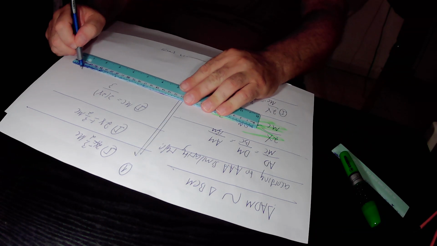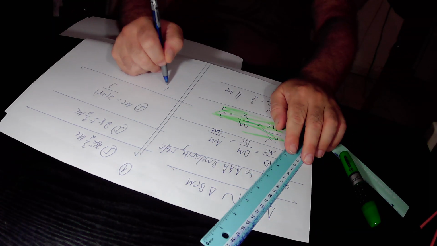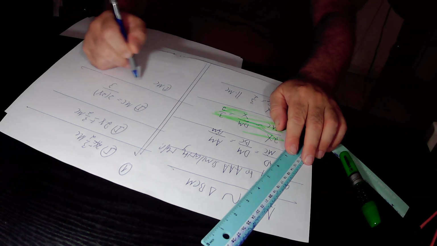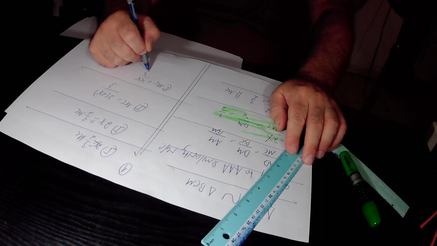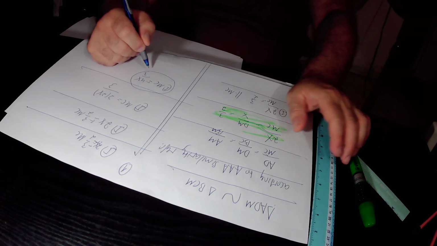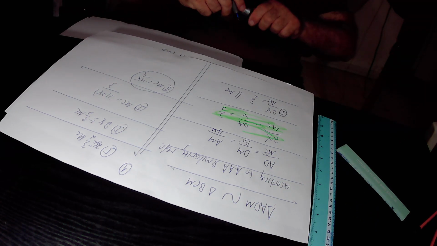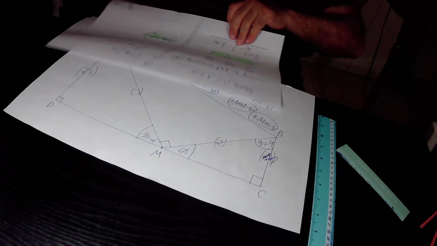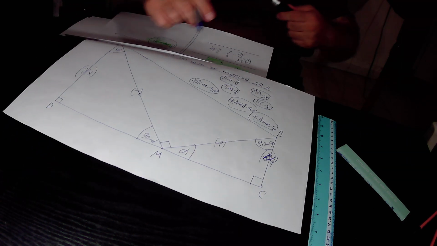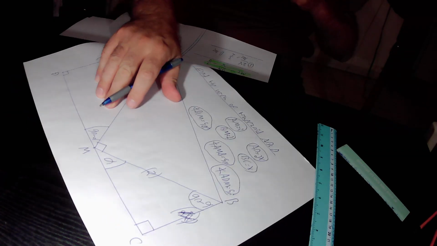So we found out that MC equals 2 times 2x, which is 4x over 3. So we found out that MC equals 4x over 3 units.